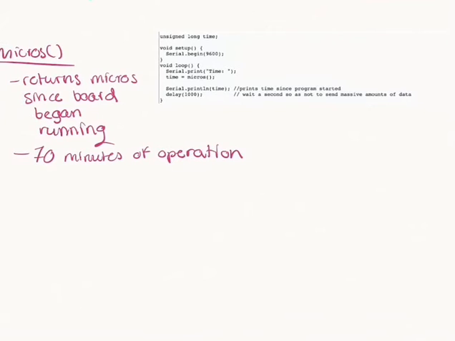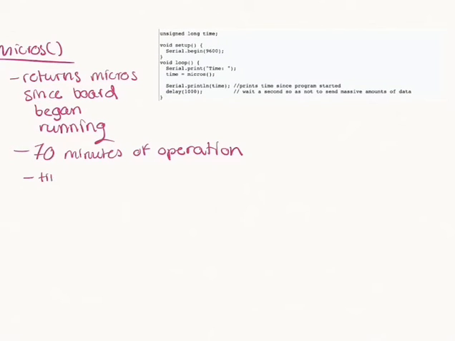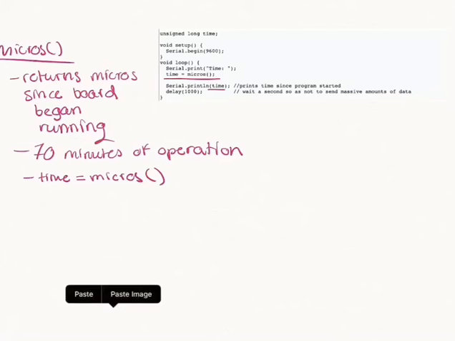Now the syntax for micros is a bit different to the syntax for delay and delayMicroseconds. The syntax for micros is, as you can see in the image, time equals micros and then two parentheses. In this image here, we can see time equals micros, and then the time is called in the Serial.println function, which simply prints the value of time on the computer if your Arduino is hooked up to it, and that way you can actually see the time that the board has been running. Lastly, before concluding the video, we're going to talk about millis.